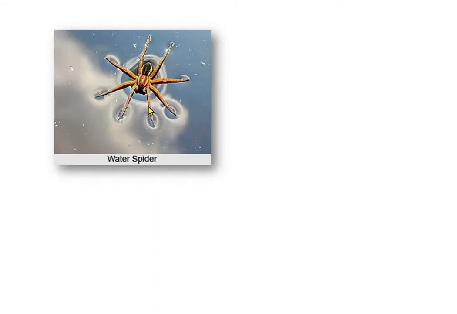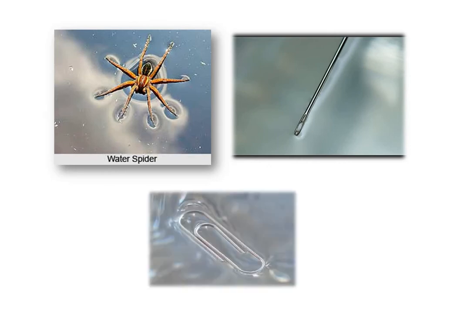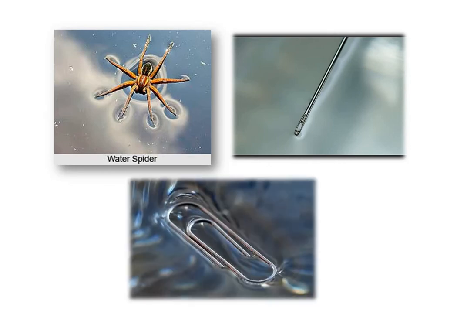Before this, we see some images. First, see this image clearly and carefully. A water spider walks on the surface of steady water. Second image, a needle floats on the steady surface of water. Next, a pin floats on the steady surface of the water.